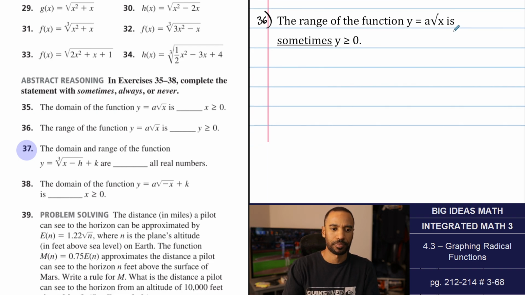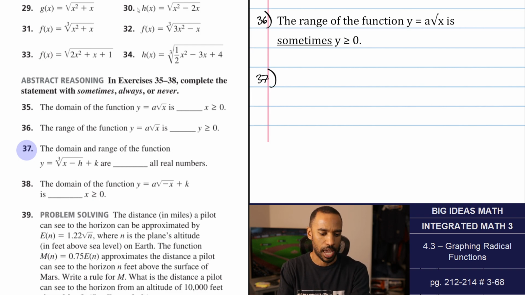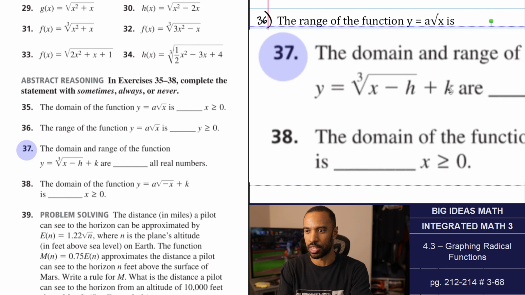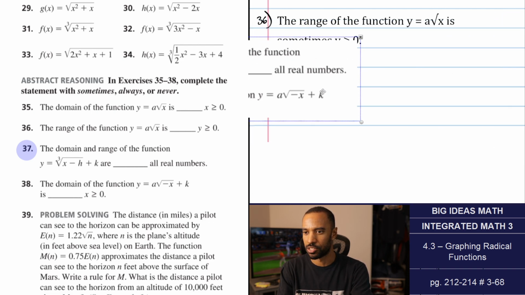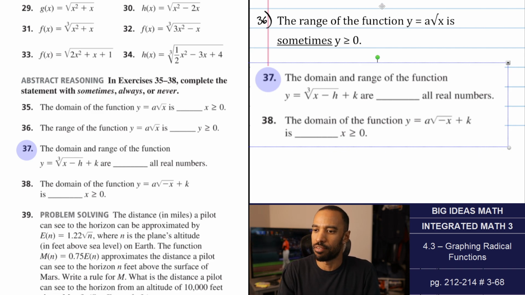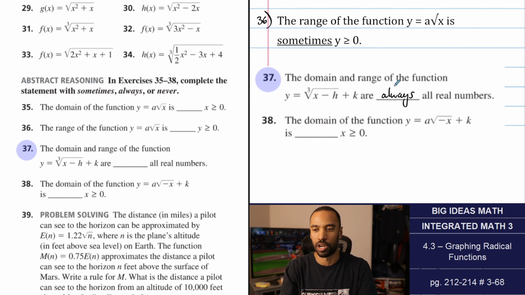Number 37. All right, I might have to copy these ones in, not just type them, because the information gets a little tricky to type out. I could literally just say the words, but I want you to see the things in context. So sorry about this. I'm doing these on the fly. Number 37, the domain and range of a cube root function are blank, all real numbers. For a cube root, it's always all real numbers. Cube root functions have no restriction on domain and no restriction on range.